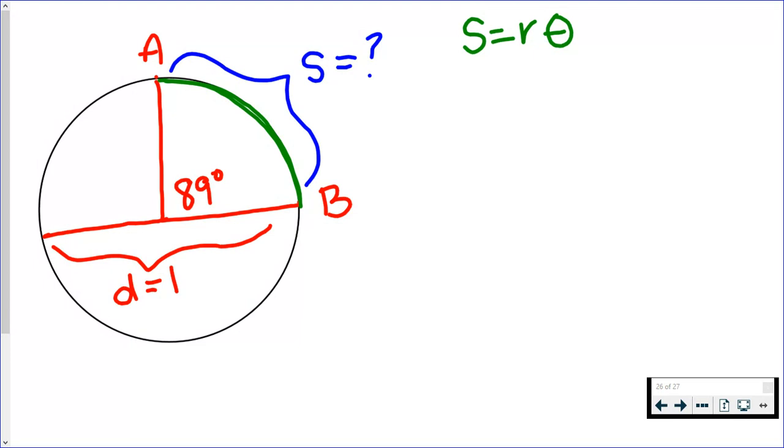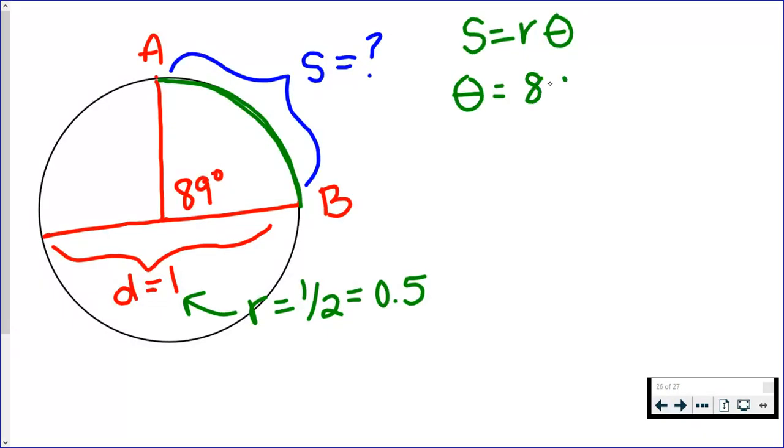We weren't given the radius, but if we know the diameter is 1, half of the diameter is the radius. So half of 1 would be 1/2 or 0.5. Either one is fine. The number one rule for your arc length formula is that the angle has to be in radians. So right now we're given 89 degrees, but we can't just plug in 89. We would have to convert to radians.